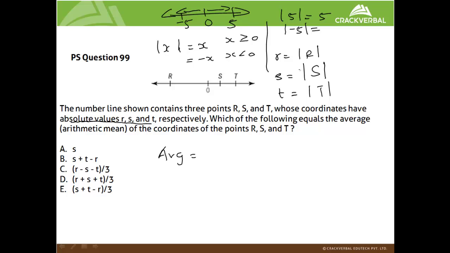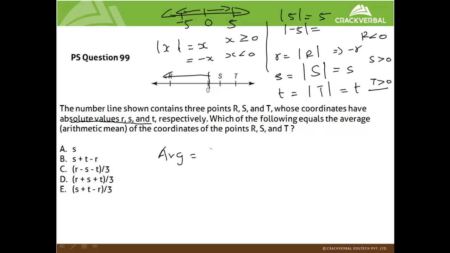In the same way here, r is equal to modulus of R, but R is on the left hand side of the number line, that is, R is towards the negative side of the number line. So that means R has to be negative. If R is less than 0, then we can write this as minus R, correct? And modulus of S is equal to S because S is greater than 0, S is positive. Likewise, t is equal to positive T because T is greater than 0 again. So R is less than 0, that's why we are equating to minus R.